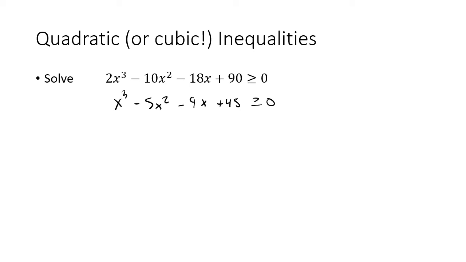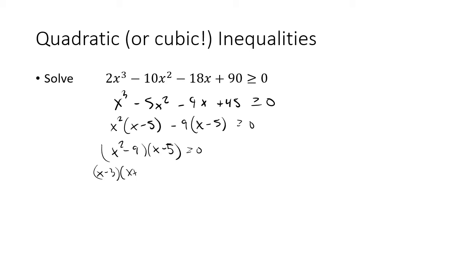So now I'm going to look at these two terms. In the first two terms, I can factor out an x squared. And if I do that, I'm left with x minus 5. I can factor out a negative 9 from these last two terms. If I do, I'm left with x minus 5. So then I have x squared minus 9 times x minus 5 is greater than or equal to 0. X minus 3 times x plus 3, because that's a difference of perfect squares, greater than or equal to 0. So if this was an equation, I would identify the critical points at 3, negative 3, and 5.